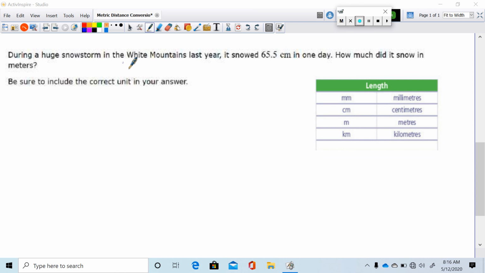During a huge snowstorm in the White Mountains last year, it snowed 65.5 centimeters in one day. How much did it snow in meters? So we're going centimeters to meters. So again, centa means 100. And since we're going down, we're going to divide. So we're going to move to the left. And because 100 has 2 zeros, I'm going to move to the left 2 spaces. That's my new decimal point. So 0.655, and then because there's no number in front of the decimal, I'll put a leading 0 out there, and that's meters.